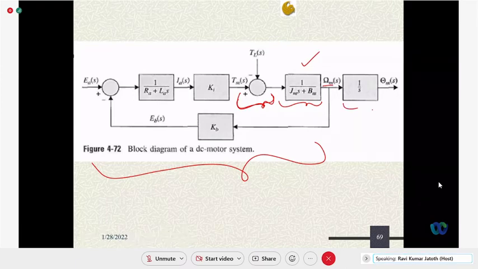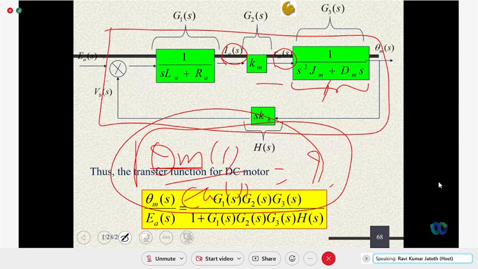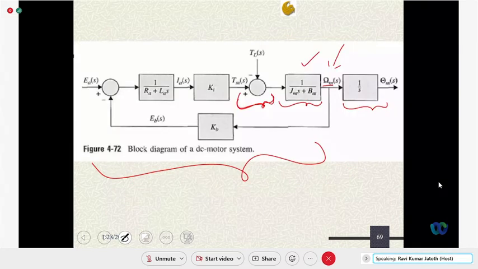Before 1 by S, it is velocity. Velocity integrated, what do you get? Angular displacement. And now, when it is a displacement, you are getting KB S, right? And here it is taken from here. So that is why it is KB. Okay.